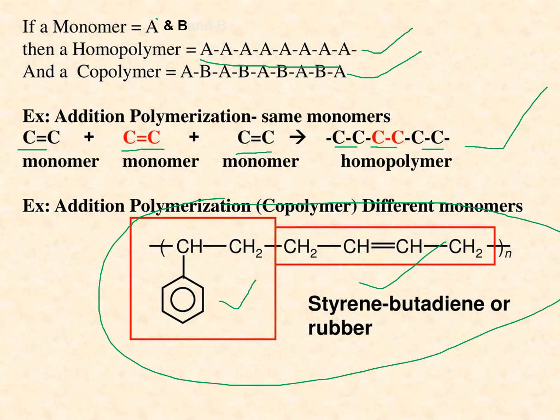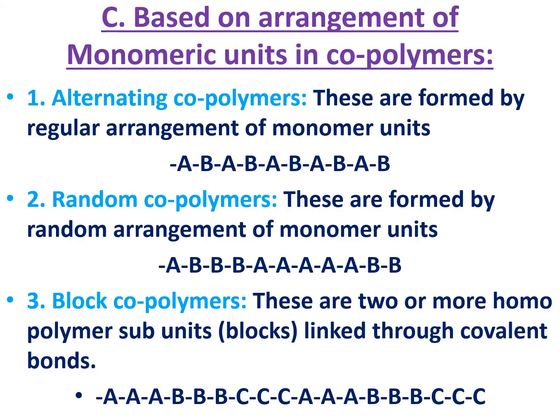Here two types of monomers are there. That's why it is called a heteropolymer. Okay. Next, in copolymers, copolymer means more than one monomer is present in the polymer chain. The arrangement of the different monomers present in the copolymer can be classified into three types.